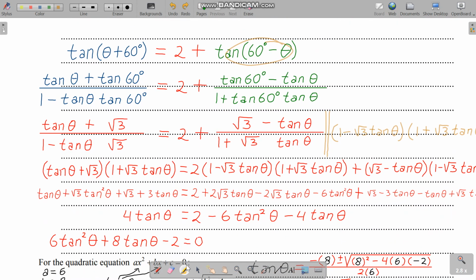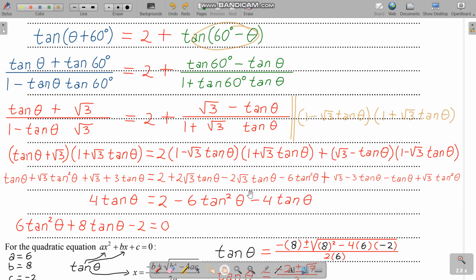Tangent 60 is root 3, and tangent 60 is again root 3 here. So now we need to solve this, and we can start by multiplying both sides, because this is complicated. Just multiply both sides by the LCM of the denominators, so we multiply by this guy and this guy, so we don't have fractions anymore.